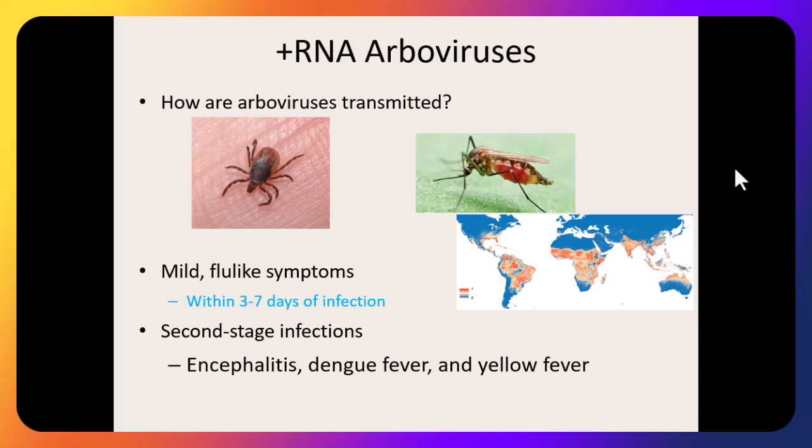So they're called second stage infections because it's the second time you've been infected. It can cause encephalitis, so inflammation of the brain. It can cause dengue fever and yellow fever. Again, dengue fever and yellow fever, their own viruses. It's not the first time you get bitten by an infected mosquito that it causes you issues. It's the second time. And again, it's because your immune system has antibodies.